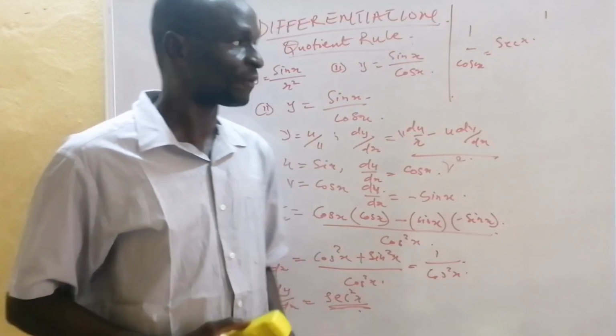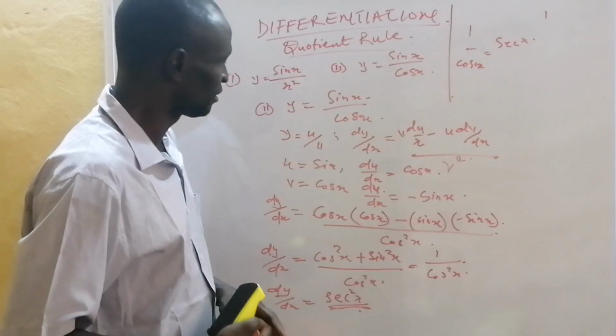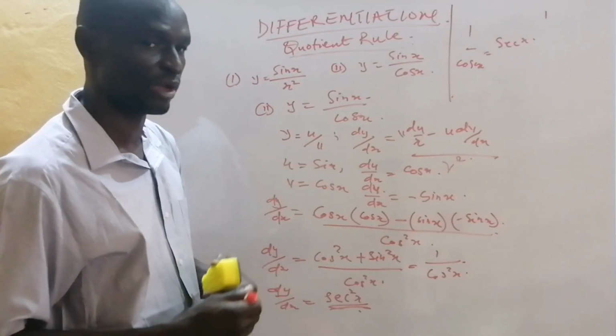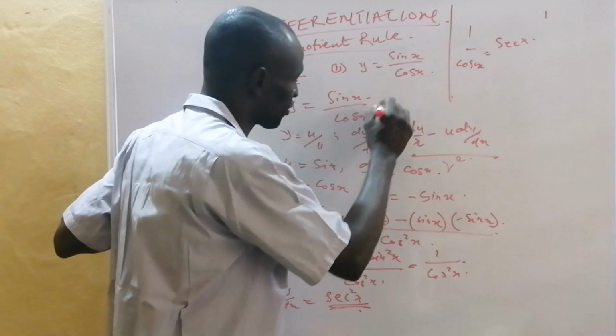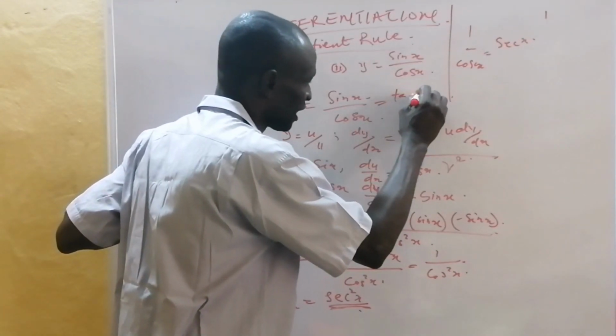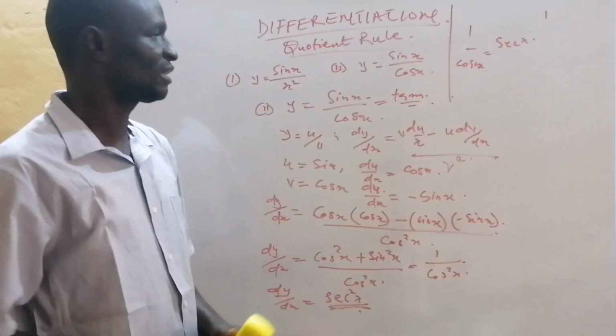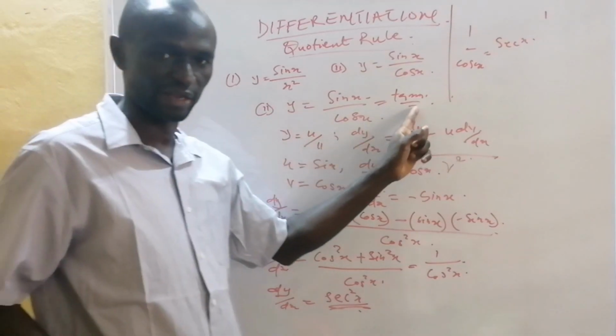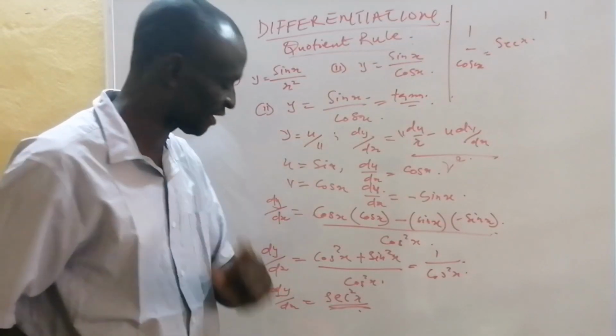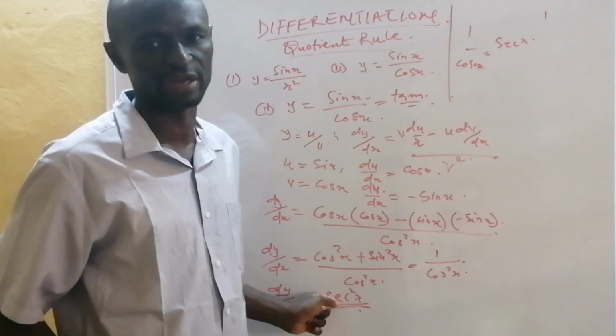Now what does this imply? Remember we said that our y is equal to sine x over cos x, and this is the same thing as what? tan x. That means anytime I have y equal to tan x and I'm differentiating tan x, I will get what? sec squared x.